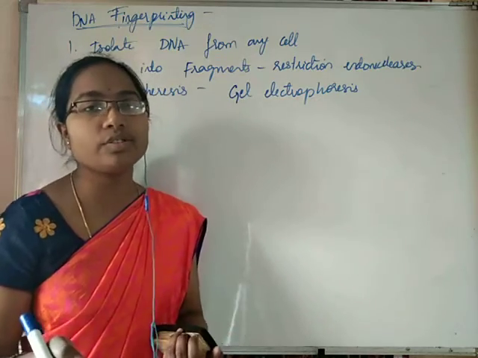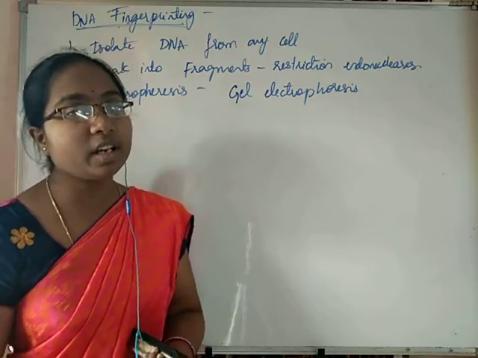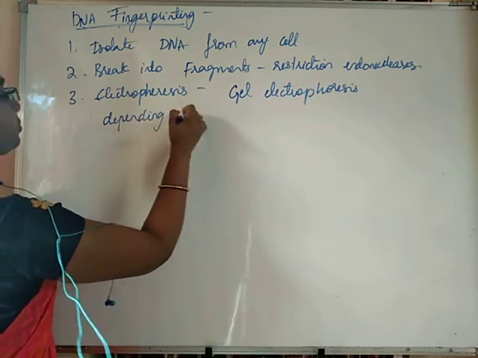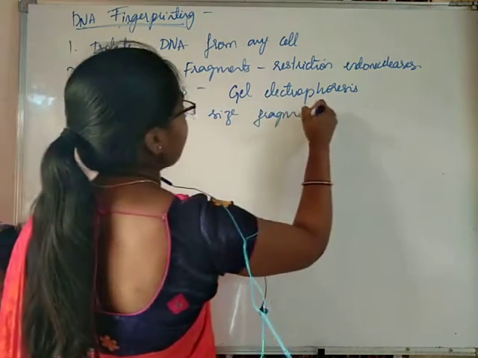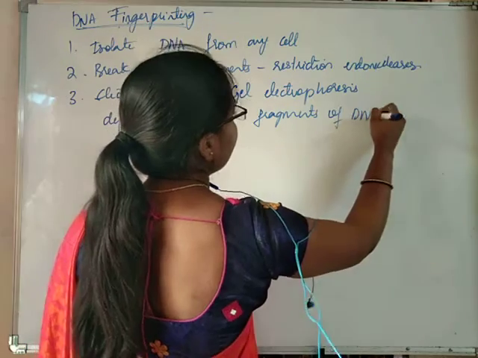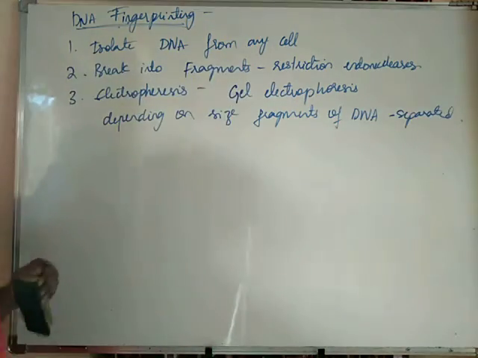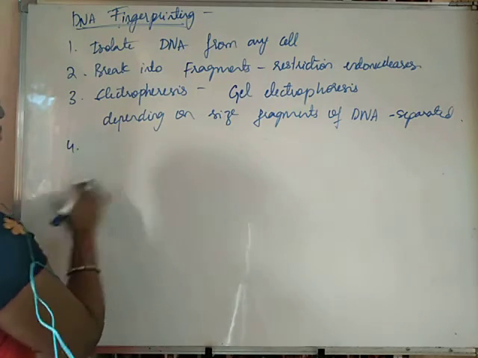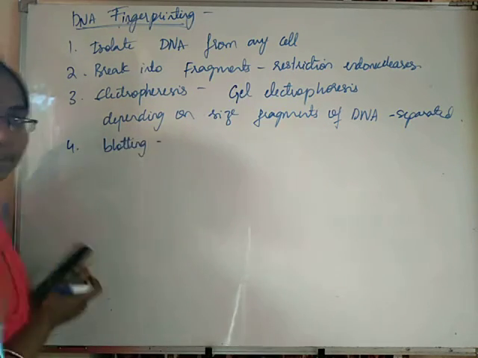Because of the application of current, the DNA fragments get separated depending upon their sizes. These fragments of DNA get separated based on size. Then the next step is blotting.